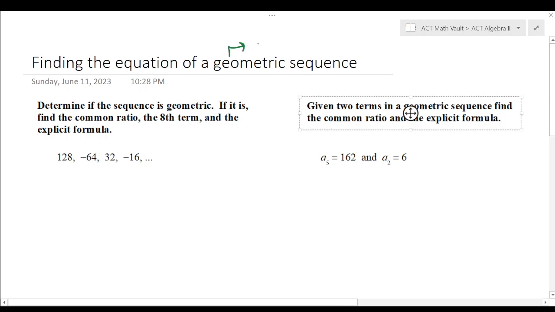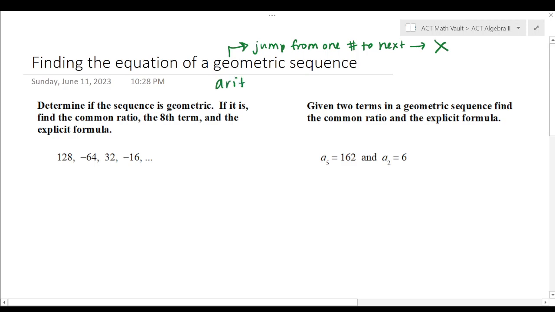the difference. Geometric means that the jump from one number to the next requires multiplication, whereas arithmetic is when the jump from one number to the next requires addition of some sort.